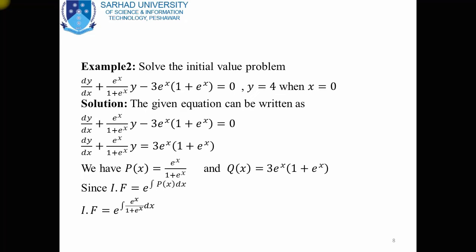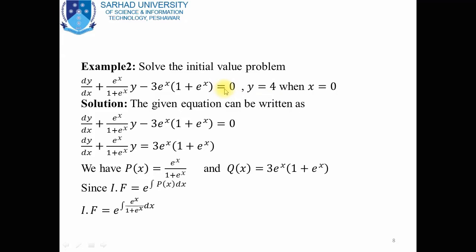Now another example to solve an initial value problem: dy/dx + (e^x/(1 + e^x))·y − 3e^x(1 + e^x) = 0. And with this equation there is a condition: for x = 0, y = 4. This is called an initial value problem.